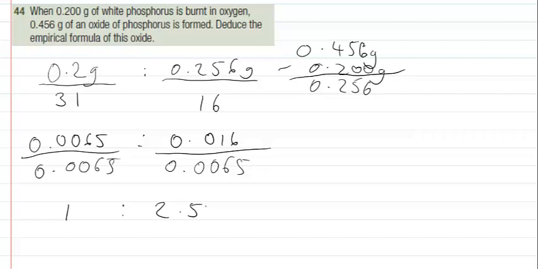Now, unfortunately, there's no such thing as 0.5 of an oxygen atom. So we need to scale this up to be whole numbers. So we need to multiply both sides by 2 just to get this into whole numbers. And this will give us 2 to 5. It's a 2 to 5 ratio. Therefore, the empirical formula of this is 2 phosphorus and 5 oxygens. Okay? P2O5.